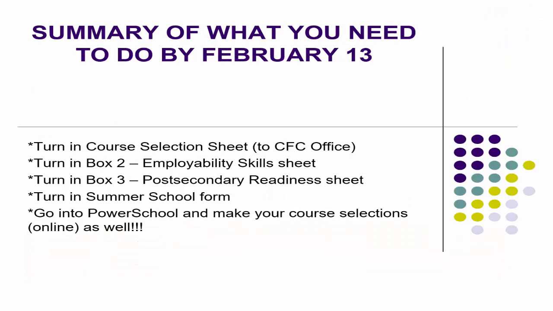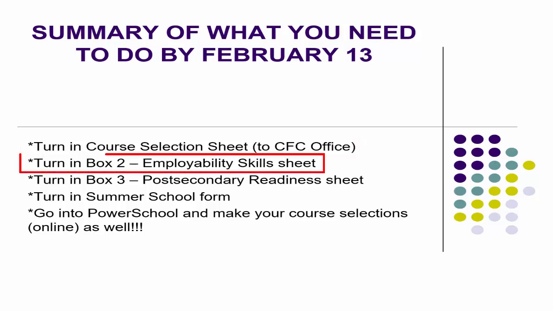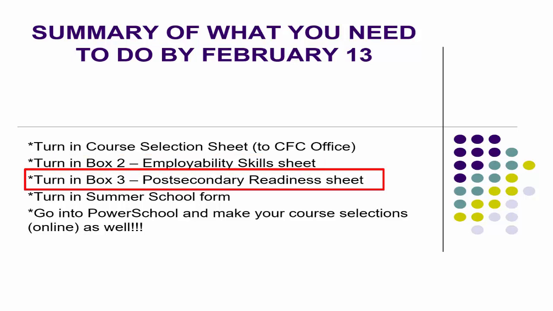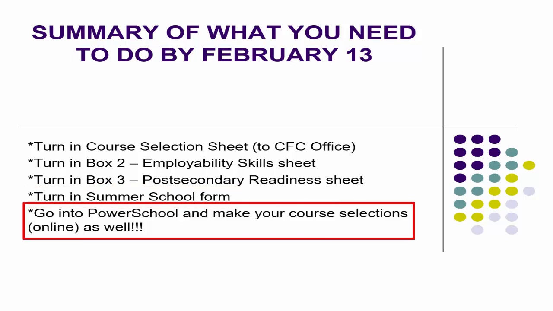Let's review what you need to do. Turn in your course selection sheet to the CFC office by 8:30 a.m. February 13th. Turn in your Box 2 employability skills sheet to the CFC office. Turn in your Box 3 post-secondary readiness sheet to the CFC office. Turn in your summer school registration form if you're doing summer school. Do not turn money in at this time. Again, please do not turn money in at this time. Go into Power School and make your course selections online as well.